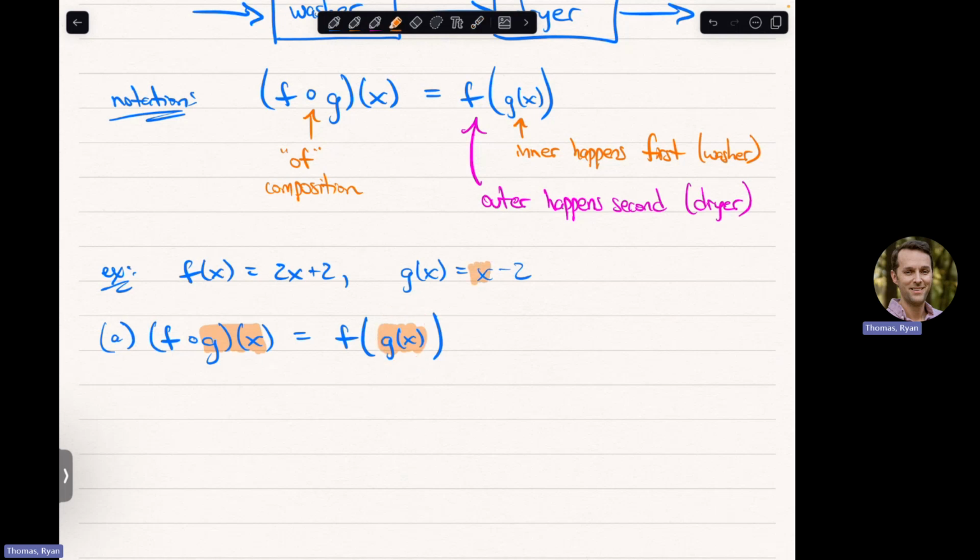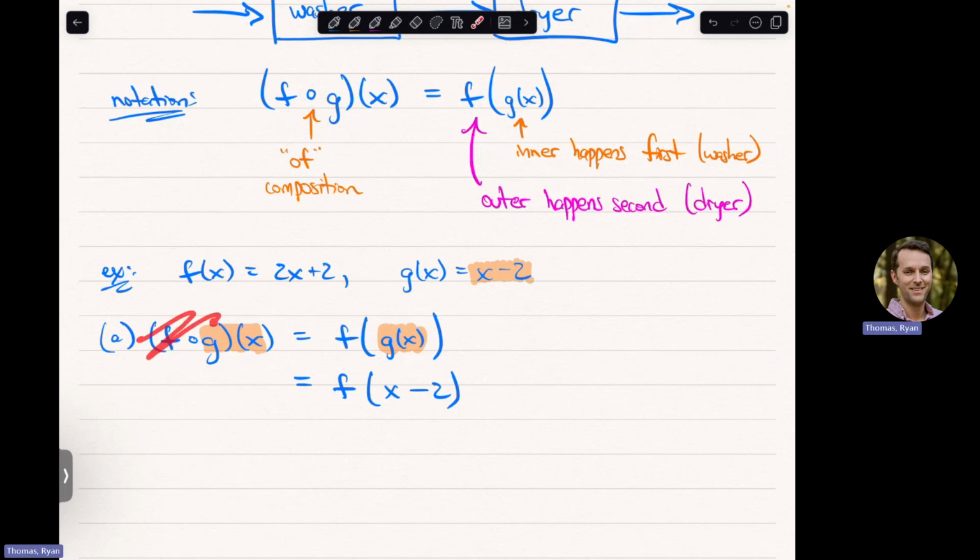So I'm focused on that first. And what I know about g is that it's the same thing as x minus 2. So I'm going to replace g of x with x minus 2. That's its representation. That's the symbolic version of that function. I'm going to replace it with x minus 2.